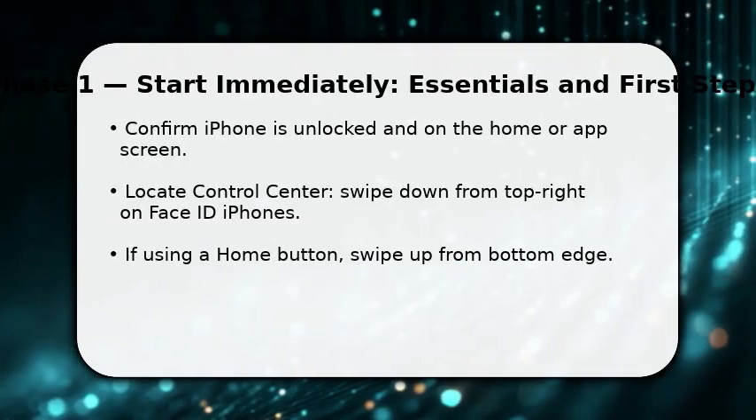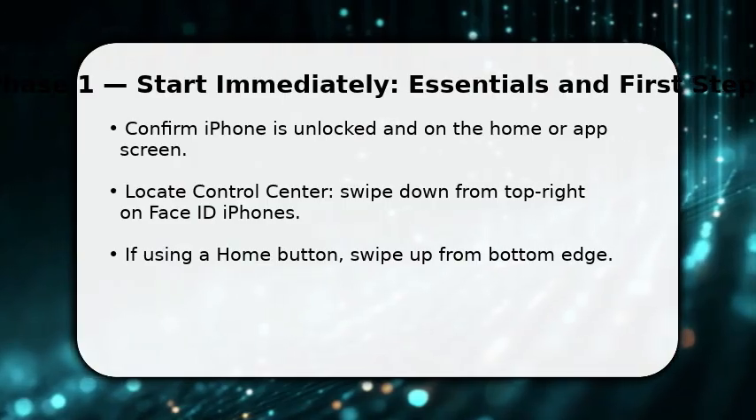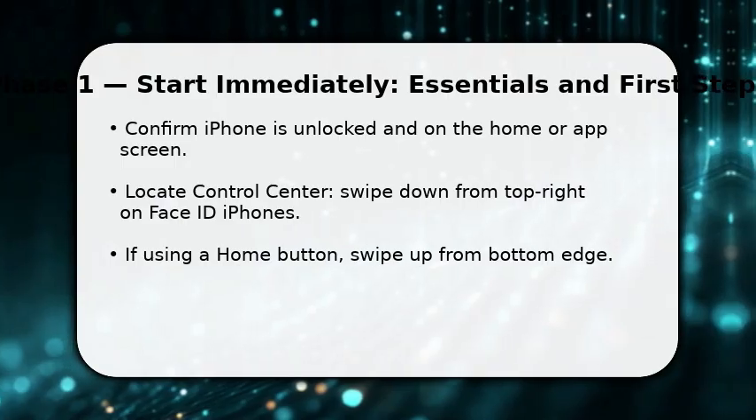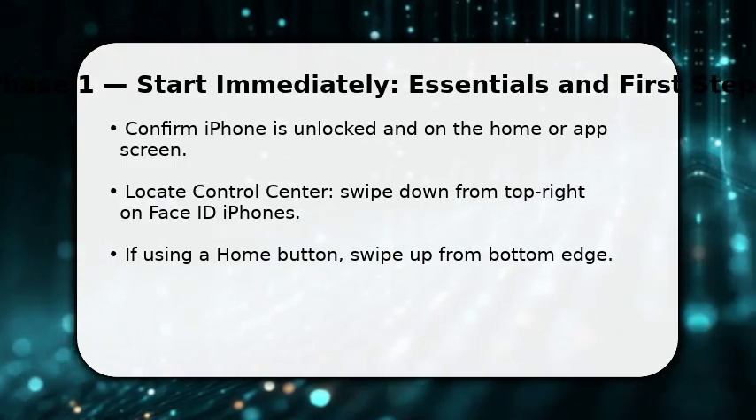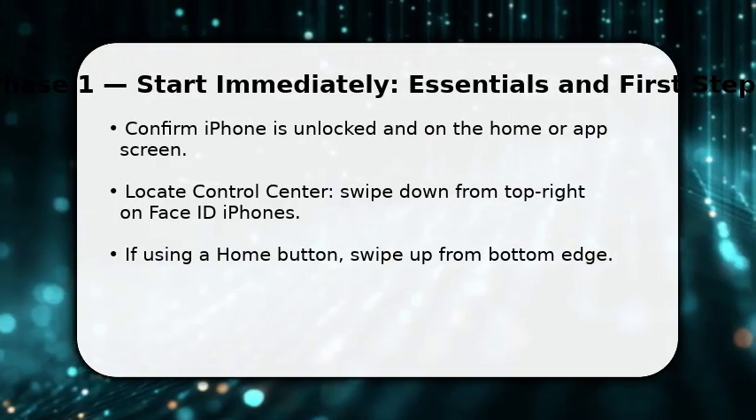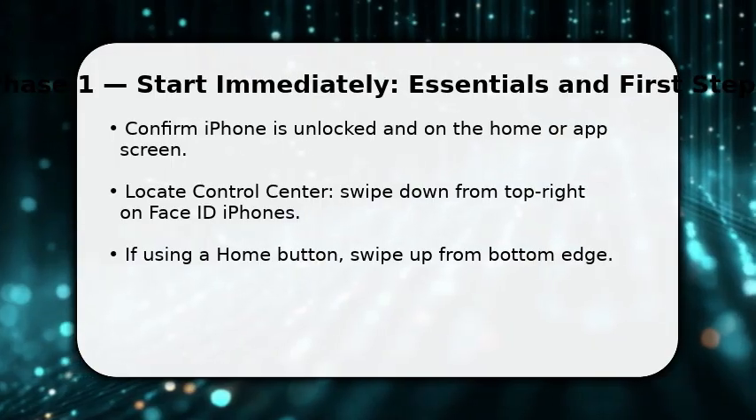You need to act now. Unlock your iPhone and go to the screen you want to stop sharing. Once ready, open Control Center, swipe down from the top right on Face ID models or swipe up from the bottom on Home button models. This step exposes the screen recording and broadcast controls.